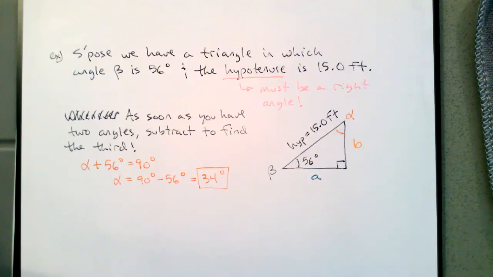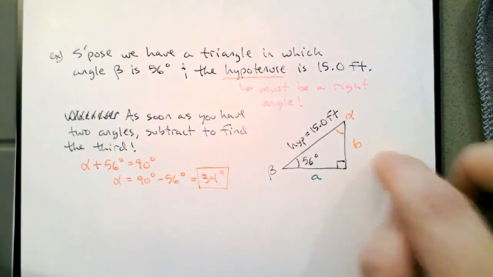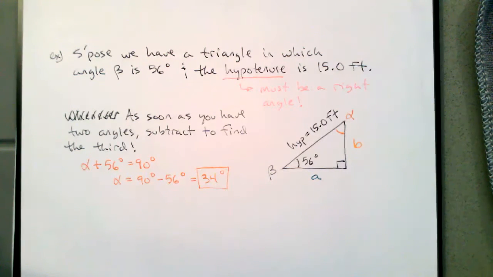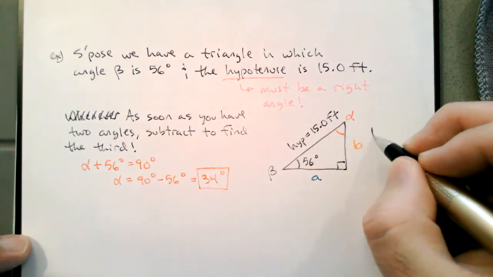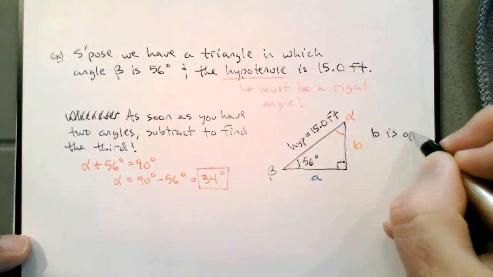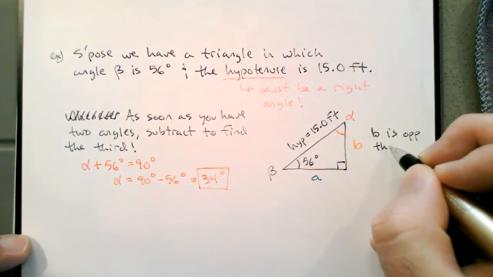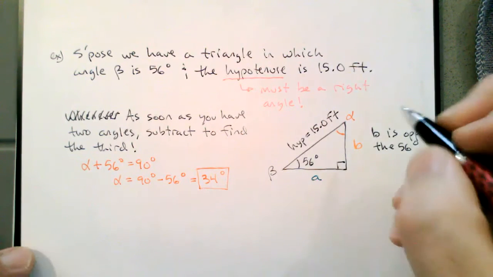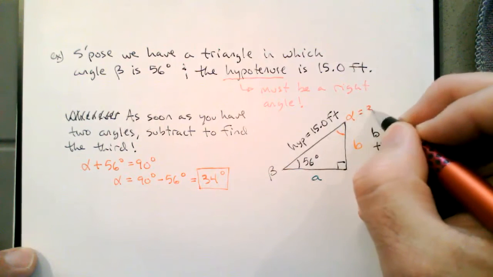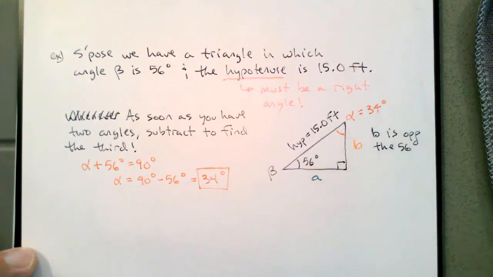So if I look at this, side B is opposite the 56-degree angle. So side B is opposite 56 degrees. B is opposite the 56-degree angle. I now have alpha is 34 degrees. So I could say that B is adjacent to 34 degrees.